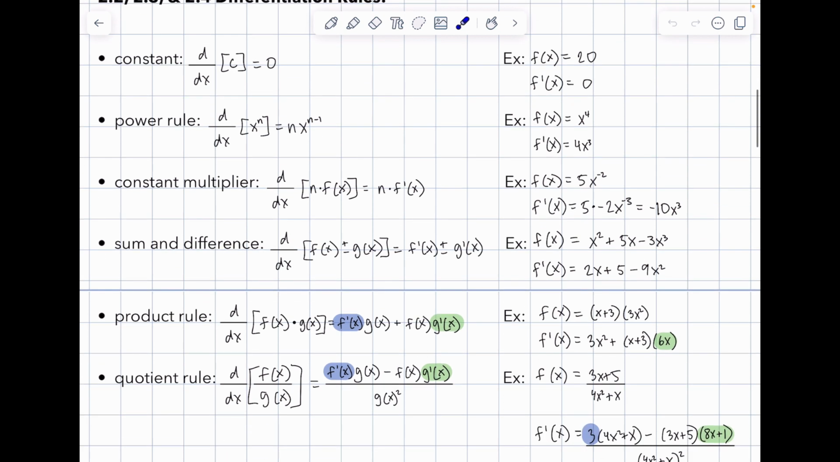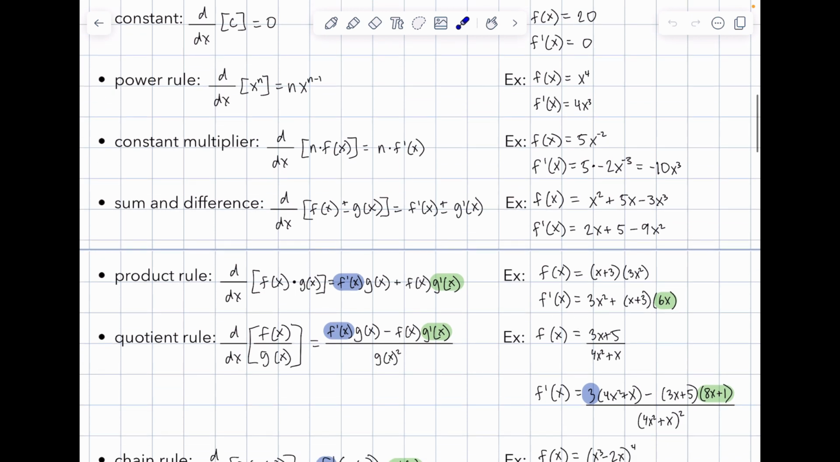We also have the power rule, which is basically where if you have a function that has an exponent or a power and you're taking the derivative of it, you're basically going to bring the exponent down in front of the variable, and you're going to subtract that exponent by 1. And so, for example, if you have f of x equals x to the 4th, then your derivative will be 4x cubed.